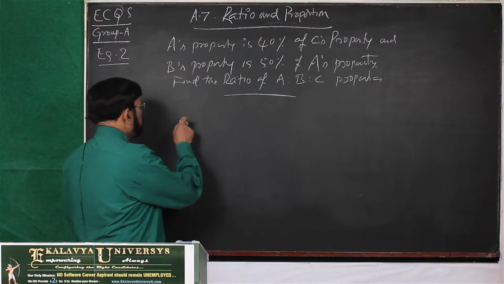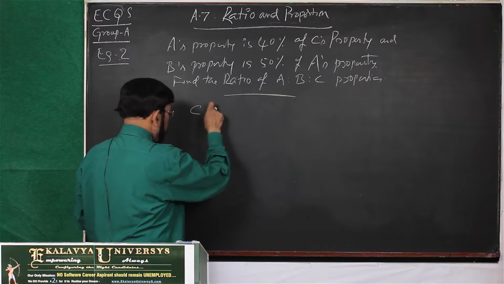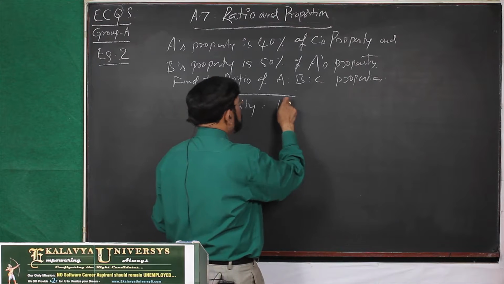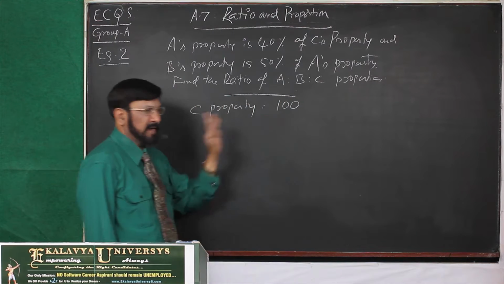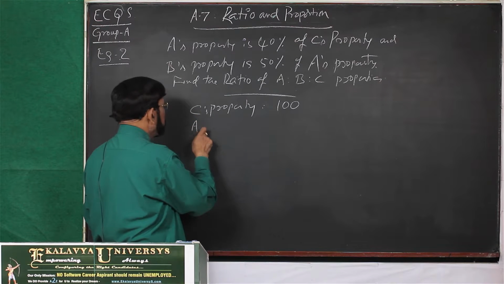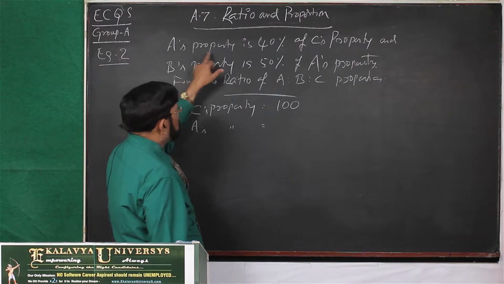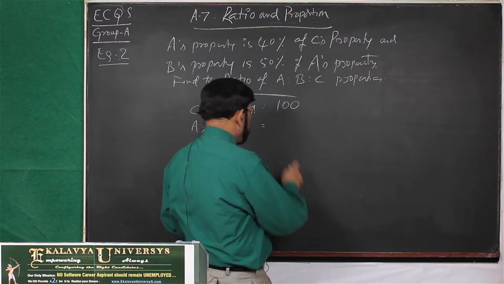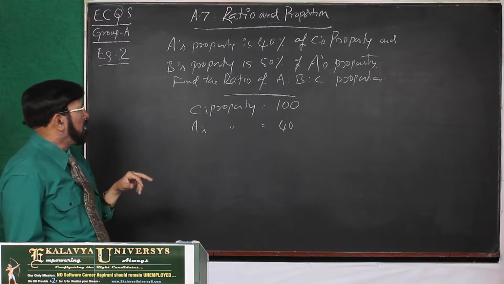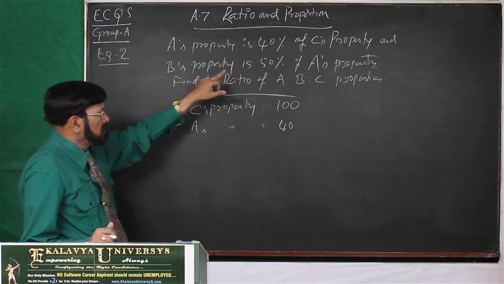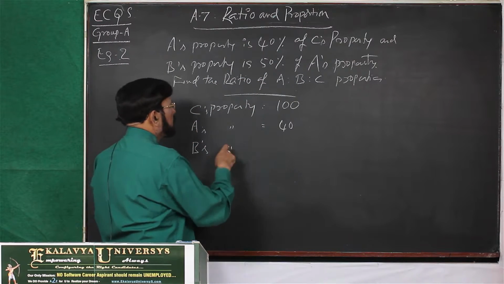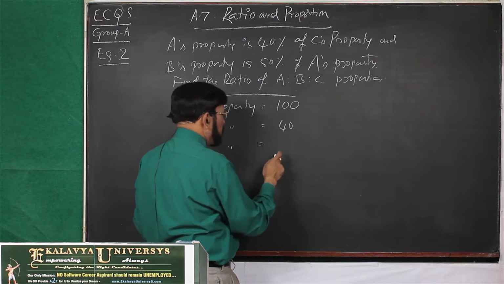So, assume that C's property is 100 units. Then what is A's property? A's property is 40% of C's property, so A's property is 40 units. And B's property is 50% of A's property. So, B's property is 50% of 40, that is 20.